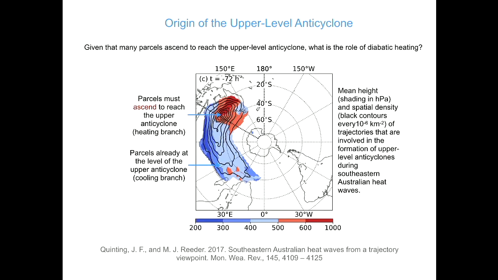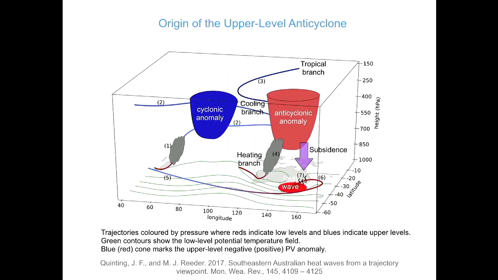Now, where does this anticyclone come from? So what we've done is we've taken, for every heat wave over southern Australia, we've said, where's the upper anticyclone? Oh, there it is. Let's take some air parcels and ask where they come from, do some back trajectories. Tens and tens of thousands of them, 10,000 per heat wave, something like that. We're going to do the same for the surface. So we start here, we say, where does the air come from?